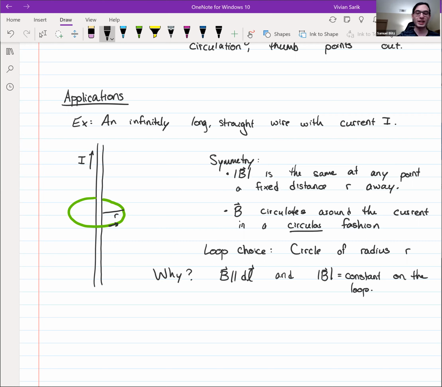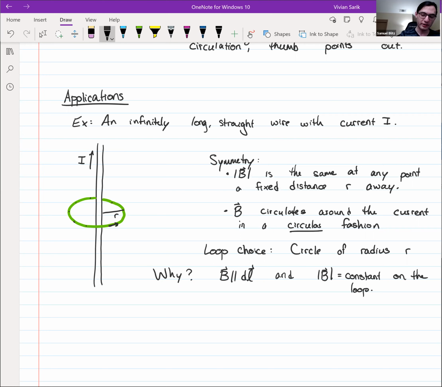So we know that for any place that you evaluate the magnetic field on the loop, the magnitude of the magnetic field is the same. And so we get that same property that we had for Gauss's law, where if the electric field was perpendicular to the surface and it had a constant magnitude on the surface, then you can factor out that electric field and solve for it directly. So that's the same thing that's happening here.